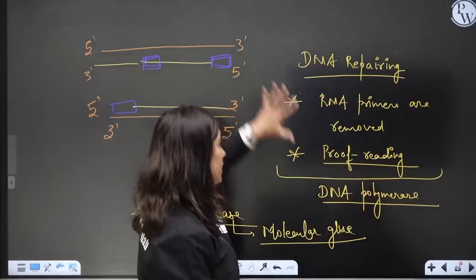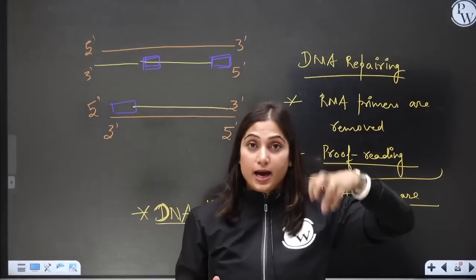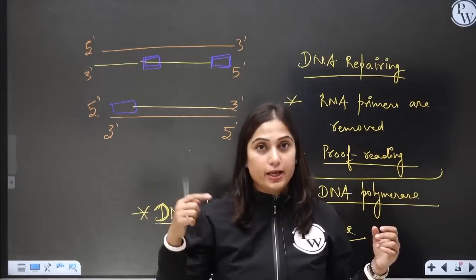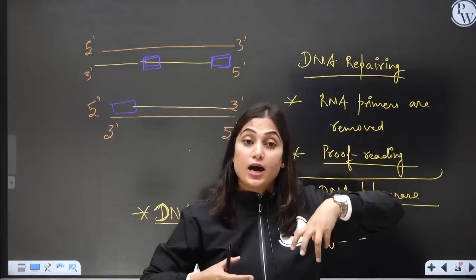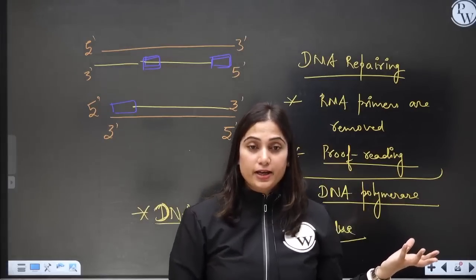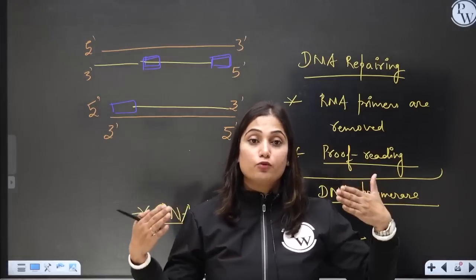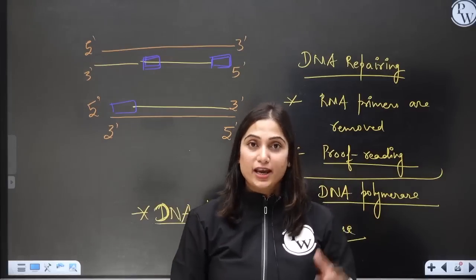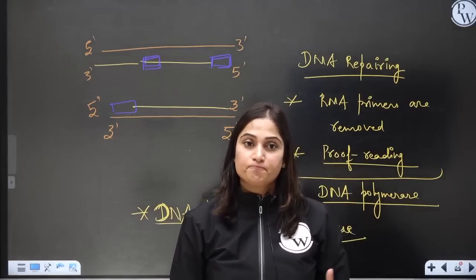Ultimately, this is the condition, and ultimately the RNA primers will be removed. The gaps would be created that would be filled by DNA polymerase itself. The RNA primers would be removed by DNA polymerase itself, and finally that would be glued with the help of DNA ligase. And this is how we will get two DNA molecules. This is replication.